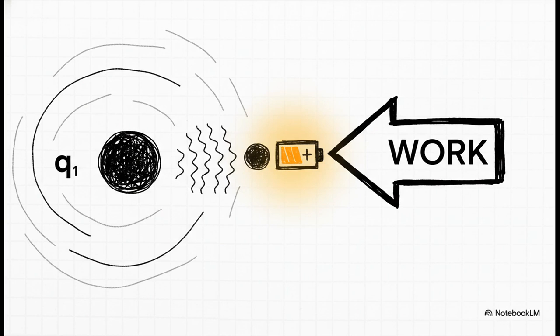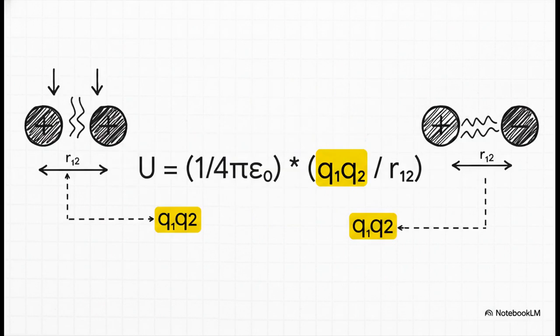And here is the absolute key takeaway. The work we did pushing Q2 into place doesn't just disappear into thin air. Nope, it gets bottled up, stored right there in the system as potential energy. And calculating it is easy. It's just the charge you're moving, Q2, times the potential it's moving through, V1. And that leads us right to this beautiful formula. The potential energy, U, is that constant 1 over 4 pi epsilon naught, don't worry, that's just a number to make the units work out, times the product of the two charges, divided by how far apart they are.